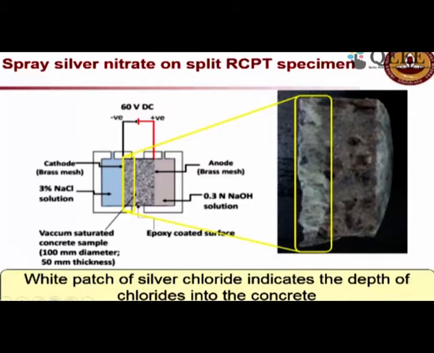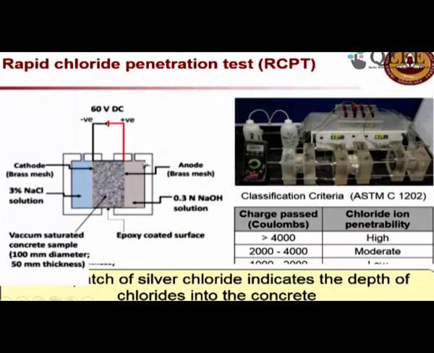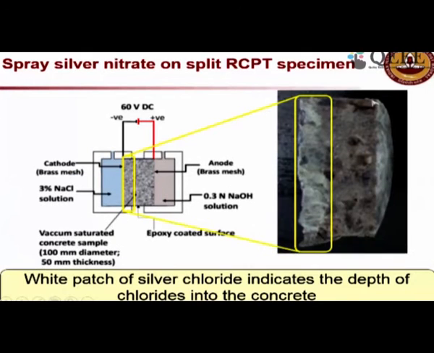How do we get a visual observation on this? You take the same cylinder after the RCPT test, break it into two pieces, and on this fresh surface you spray silver nitrate. When you spray silver nitrate, if there is chloride present, it will react and form silver chloride. And you can see this white patch here, that is silver chloride. So it's a very clear indication that on this specimen the chloride has penetrated to this depth.